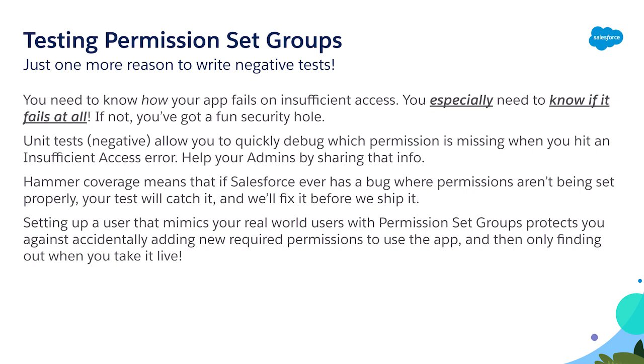Writing unit tests is the best way to quickly debug which permissions a persona is missing. Just make sure that when you log an insufficient permissions issue, you're logging the name of the permission that's missing. Writing negative permission tests also helps everyone. During Hammer Time, when Salesforce runs every unit test in every org on both the current and next release, your unit tests help ensure that we don't have any uncaught platform bugs before they're released.